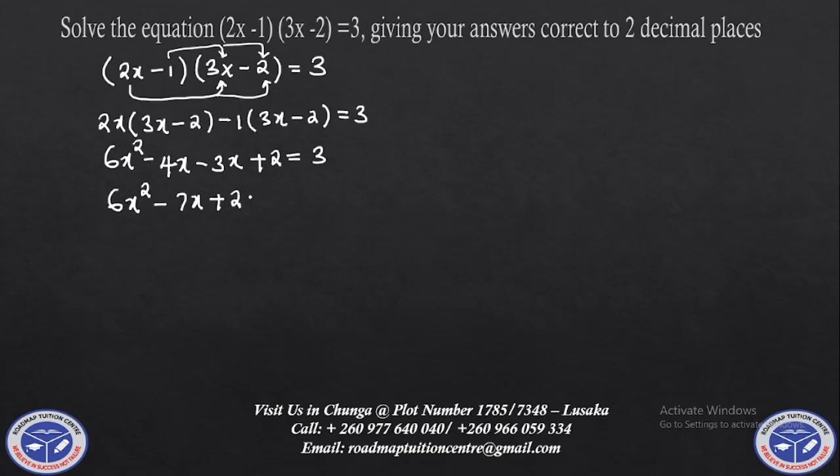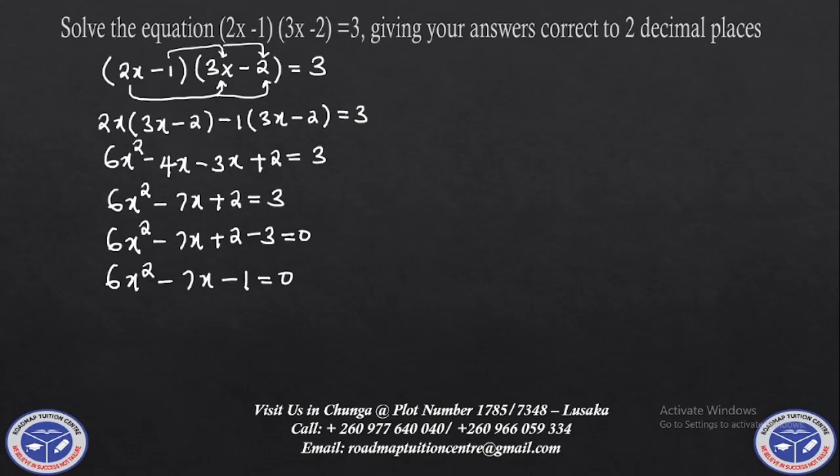When the 3 crosses the equal sign, we remain with a 0 there. So our expression will be 6x squared minus 7x plus 2 minus 3 being equal to 0. So 6x squared minus 7x, and 2 minus 3 will be negative 1, being equal to 0.